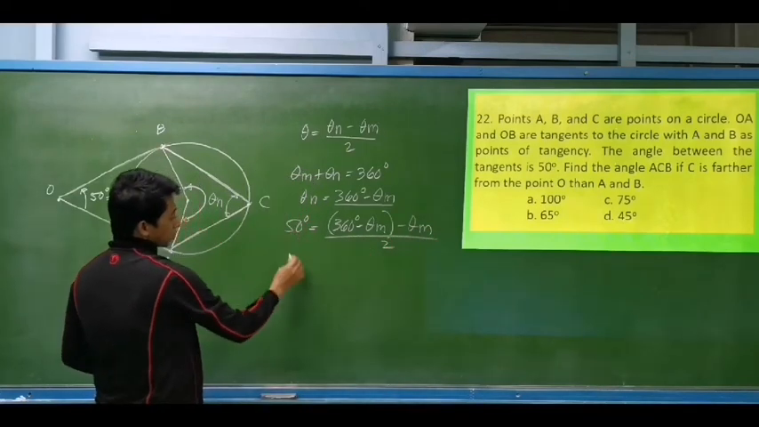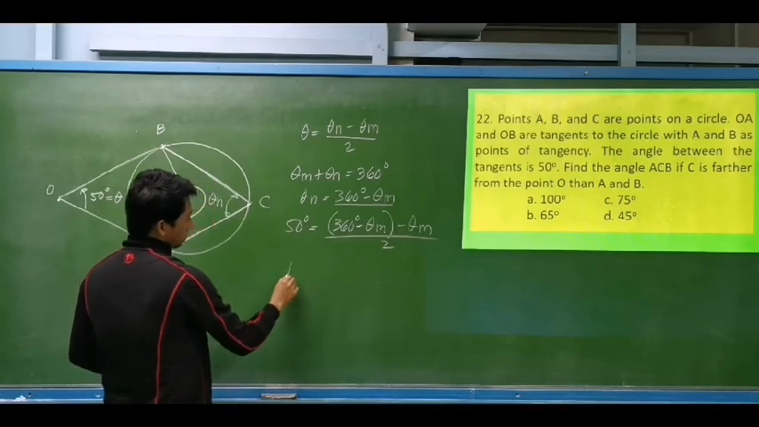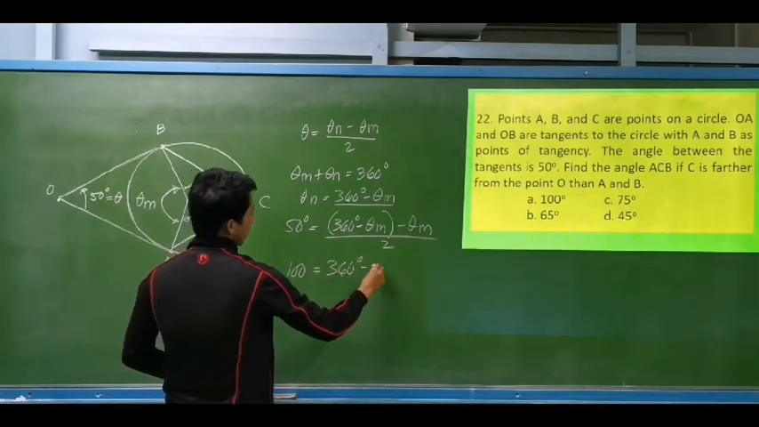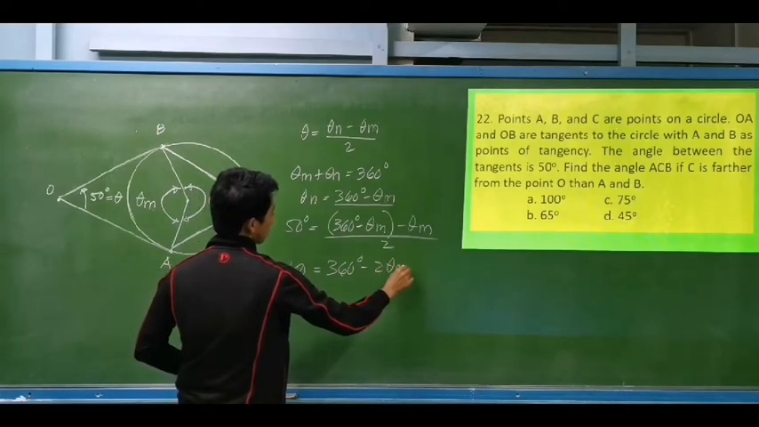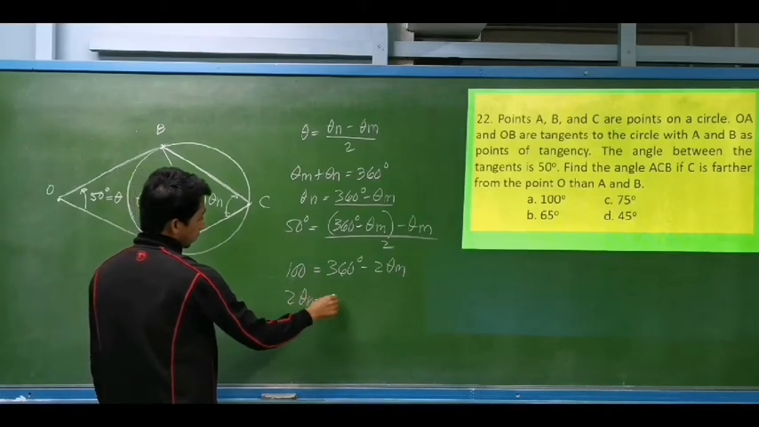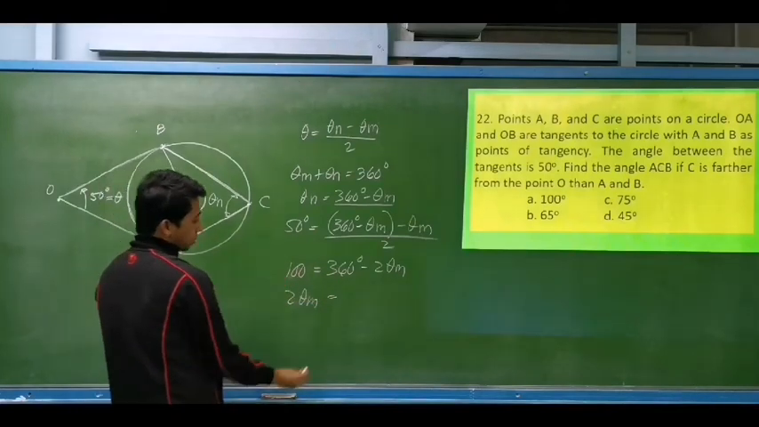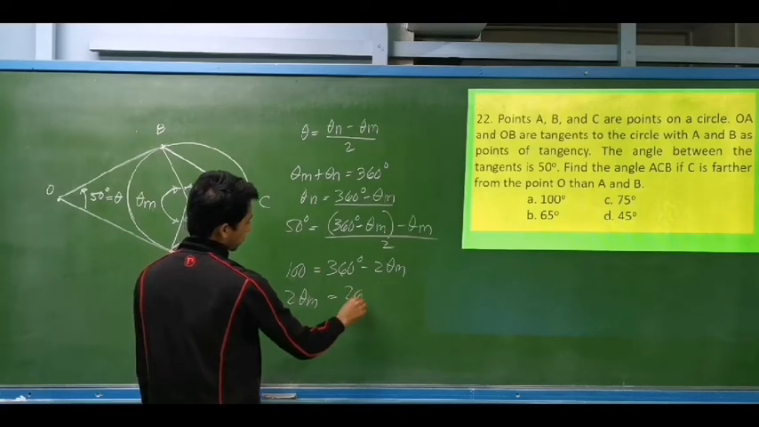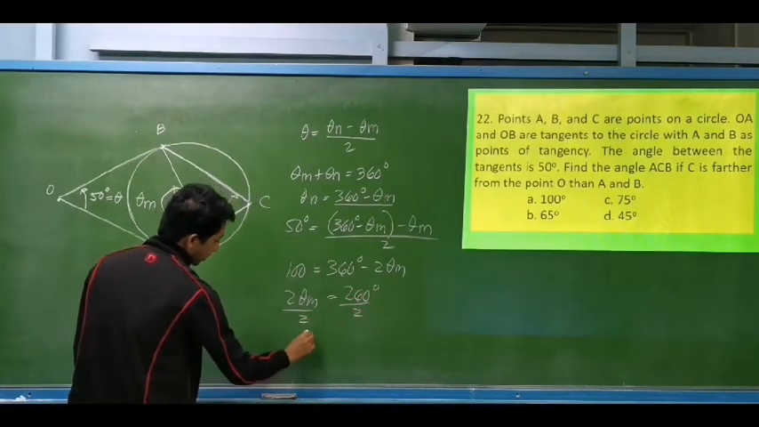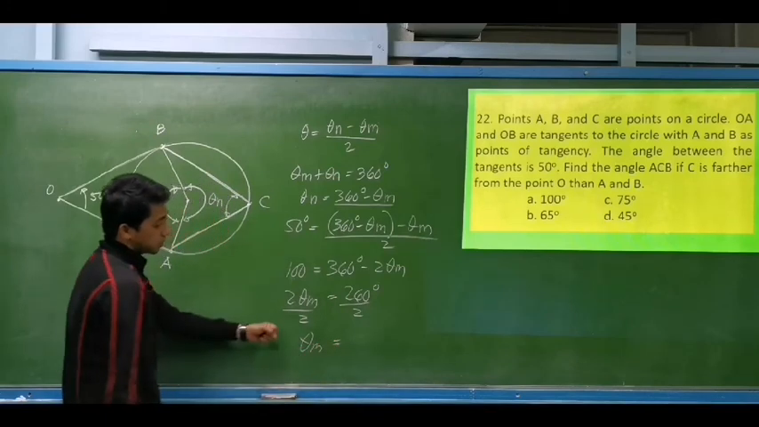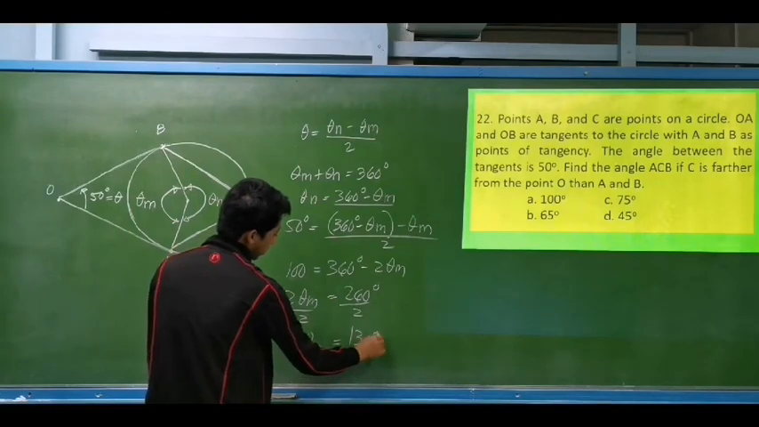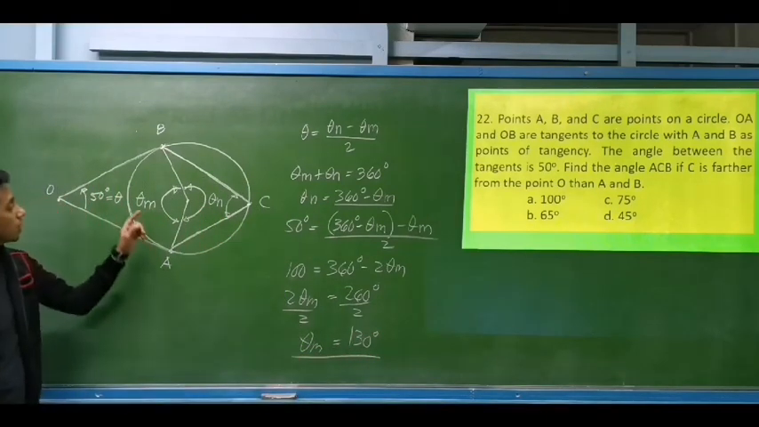So mag-cross multiplication na lang ako. This is 2 times 50. We have 100 degrees equal to 360 degrees minus 2 times theta sub m. Then transpose. This is twice of theta sub m equal to, what is 360 minus 100? That is 260 degrees divided by 2. So we have now theta sub m. Ang equivalent ng theta sub m, 260 divided by 2. That is 130 degrees.